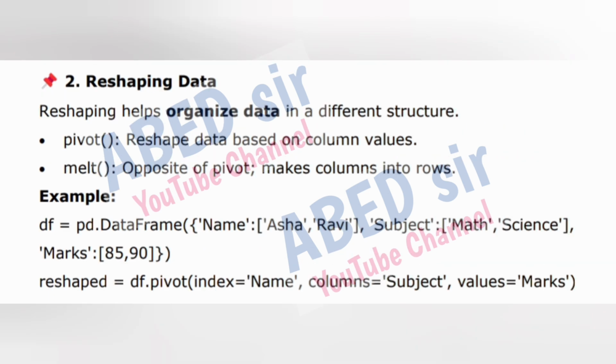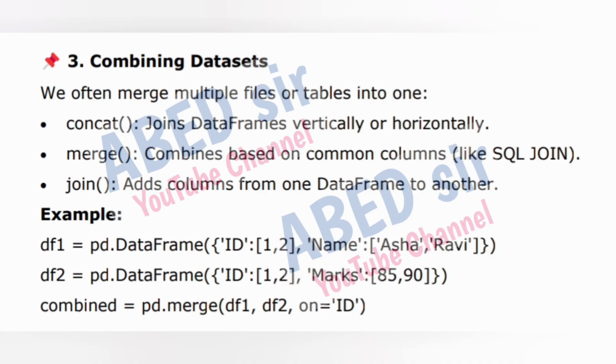2. Reshaping data. Reshaping helps organize data in a different structure. Pivot: reshape data based on column values. Melt: opposite of pivot, makes columns into rows. Example: df = pd.DataFrame({'Name': ['Asha', 'Ravi'], 'Subject': ['Math', 'Science'], 'Marks': [85, 90]}). reshaped = df.pivot(index='Name', columns='Subject', values='Marks').